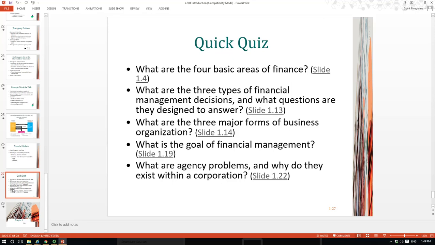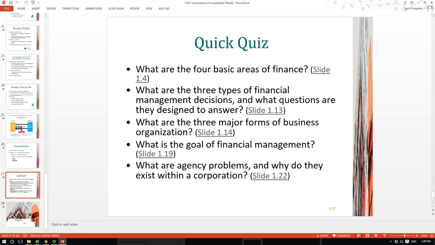What are the three types of financial management decisions, and what questions are they designed to answer? The first and most important type of financial decision is capital budgeting. And the manager also needs to deal with the capital structure problem as well as working capital management. So there are three types of financial decisions that a company needs to make.